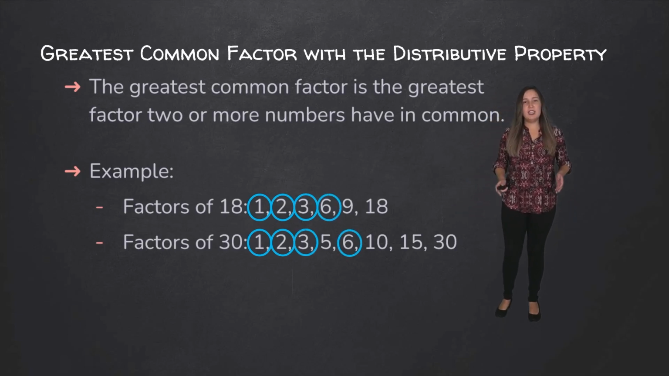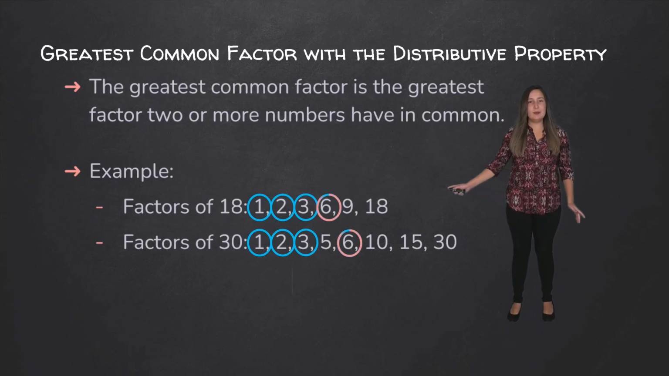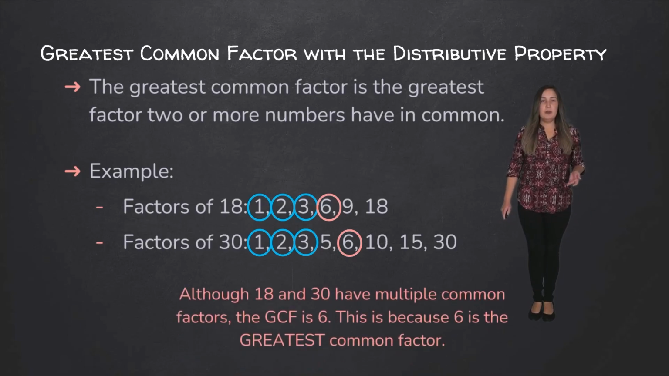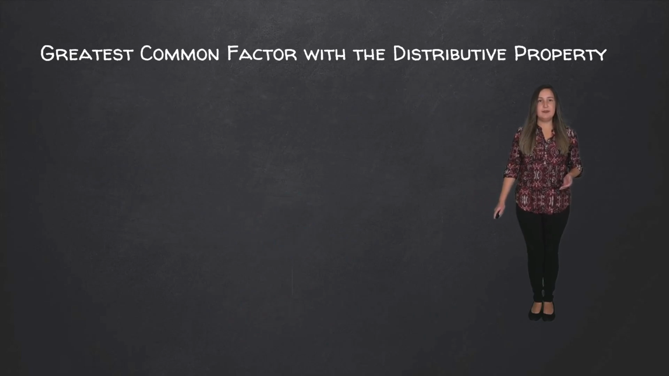So 18 and 30 have multiple common factors. However, the factor that they have in common that is the greatest is 6, because that is the biggest factor they have in common. Although 18 and 30 have multiple common factors, the GCF is 6. And again, that's because it's the factor they have in common that is the greatest.